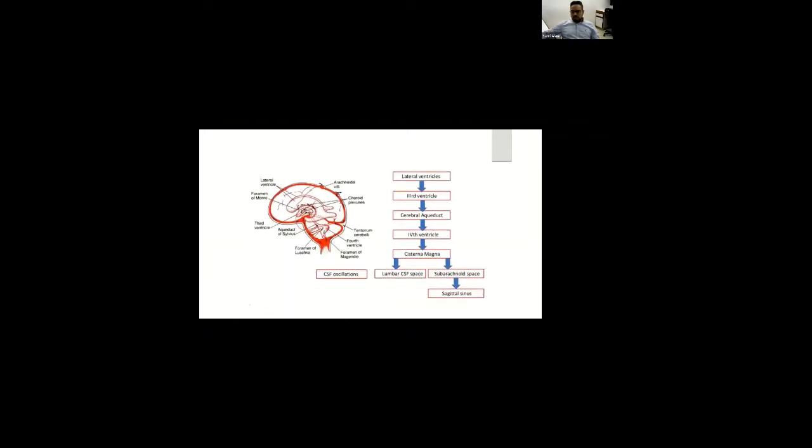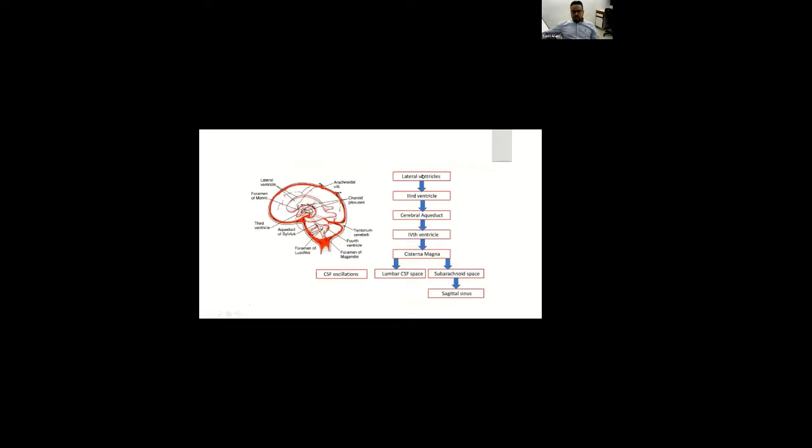The CSF volume is approximately 150 ml in adults. 125 ml is distributed in the cranial and spinal subarachnoid spaces, and 25 ml is found in the ventricles. A volume of 400 to 500 ml is secreted, and approximately 330 to 380 ml of CSF enters the venous circulation daily. So this is just a quick revision of what we have discussed so far.